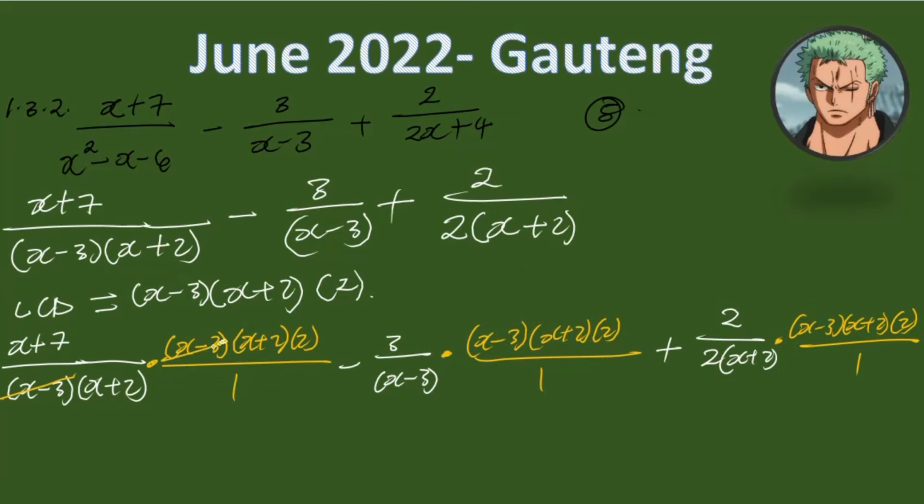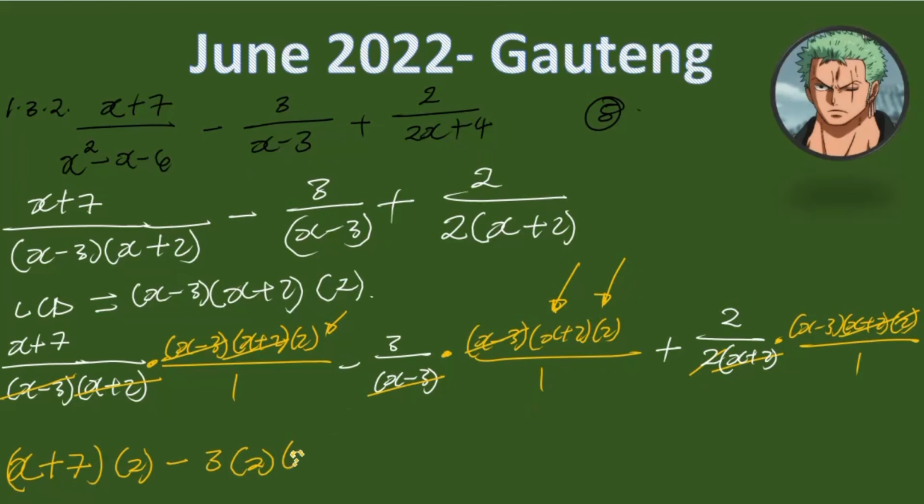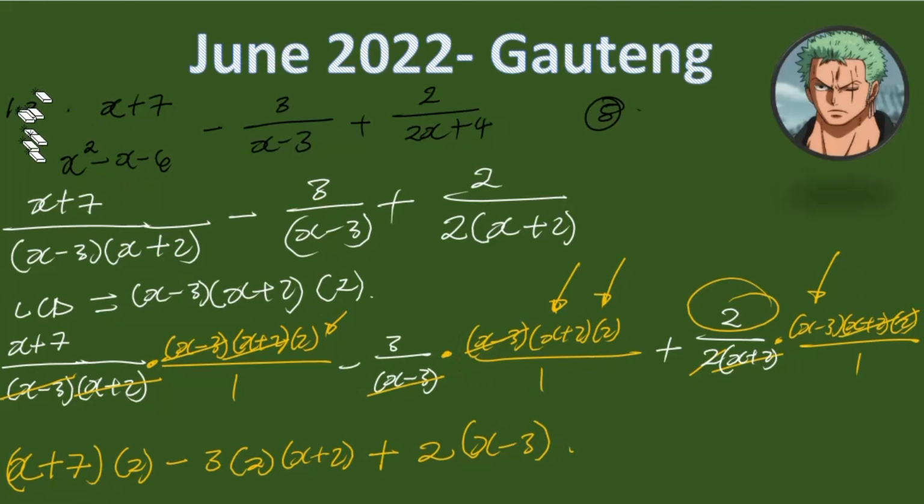So x plus 2 cancels with x plus 2, no more denominators, good. X minus 3 cancels with x minus 3, no more denominators, good. 2 cancels with the 2, x plus 2 cancels with the x plus 2, right? What am I left with? I'm left with x plus 7. This will be multiplied with the 2 here that is left, right? Minus 3. The 3 will be multiplied with, first things first, the 2 here. And then it will be multiplied with the binomial here. X plus 2, right? Plus, I have a 2 here. It will be multiplied with the remaining x minus 3. There we go, right? And I'll remove the top part to create some space.